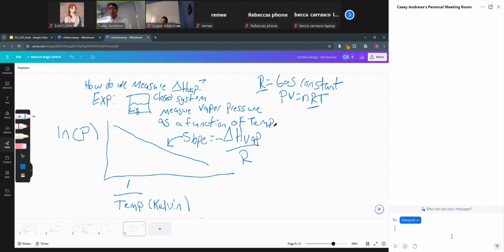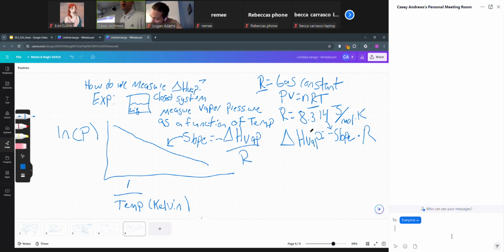And so what people did back in the 1920s, I gotta specify now, is that they would sit in their labs and do this experiment for different liquids. And to get delta H vap, you would take your negative slope. So you take whatever the value of your slope was, stick a negative sign in front of it, multiplied by R. And R has a lot of values, but the R you use is 8.314 joules per mole Kelvin. You don't need to memorize that value. I would always give you R.